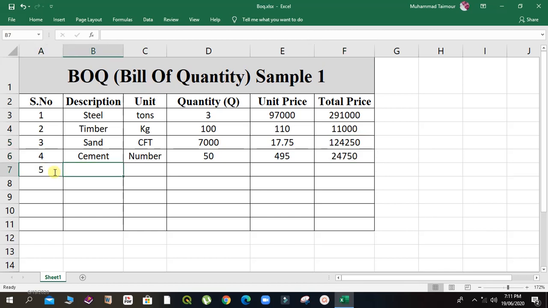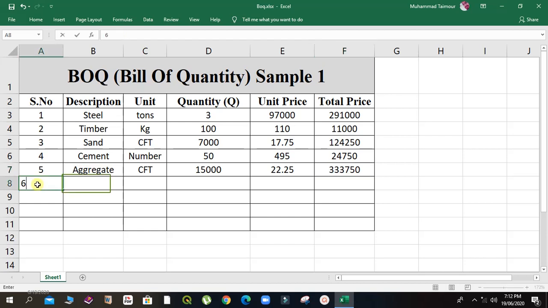And on fifth number I will write aggregate, and aggregate is also calculated in the form of CFT. Let's say that I ordered a quantity of 15,000 for aggregate, and 22.25 is the price of unit quantity for aggregate. So it will give 3,33,750 as the total price.